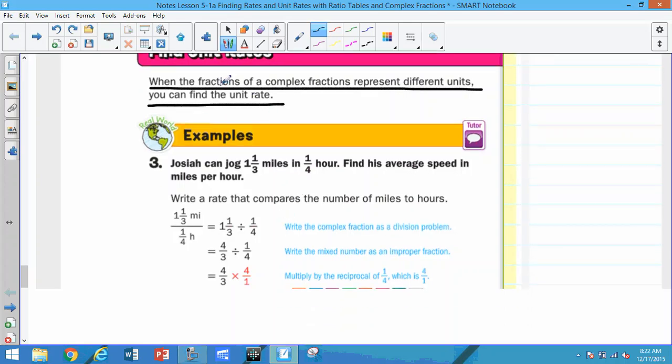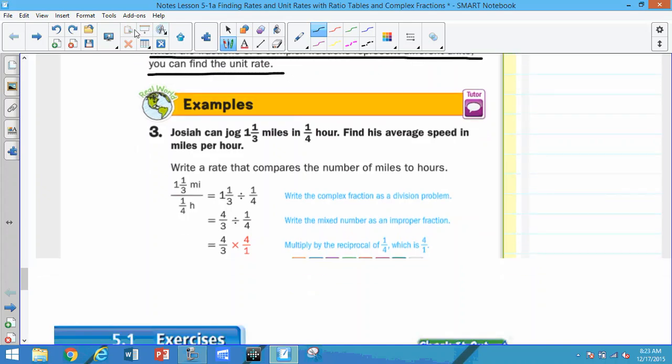So when the fractions of complex fractions represent different units, because we talked about that, the difference between a ratio and a rate is the difference in units. So when it's different units, you then can find the unit rate, and you're going to do that by dividing. So this first problem has 1 1/3 divided by 1/4. 1 1/3 miles divided by 1/4 hours. Josiah can jog 1 1/3 miles in 1/4 hour. Find his average speed in miles per hour.